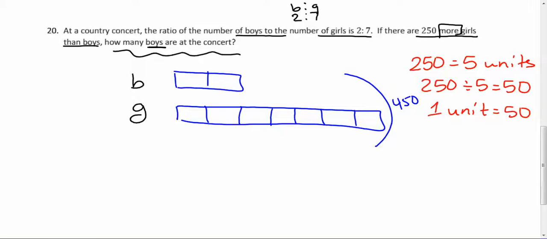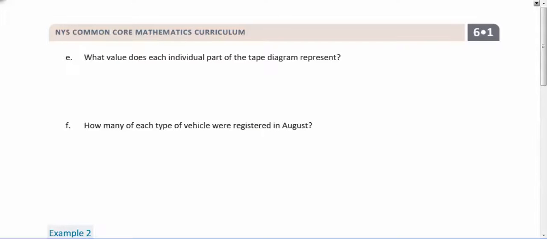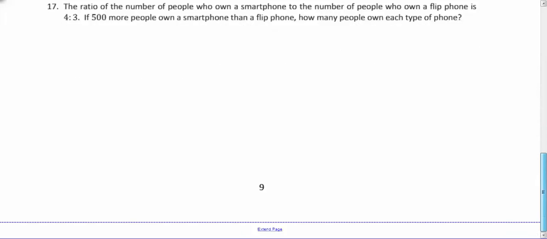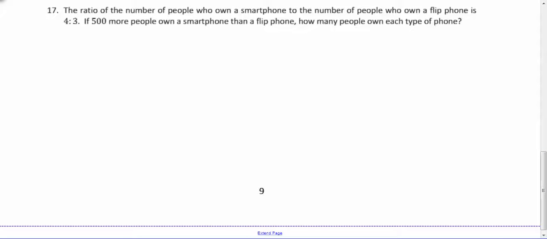All right, so I think there is another example down here, yep, about flip phones. So if you go back another page to page 9, it says the number of people who own a smartphone to the number of people who own a flip phone. So smartphones are listed first, flip phone second, is 4 to 3. Then it says if 500 more people own a smartphone than a flip phone, how many people own each type of phone? So again, you're going to start with that ratio.